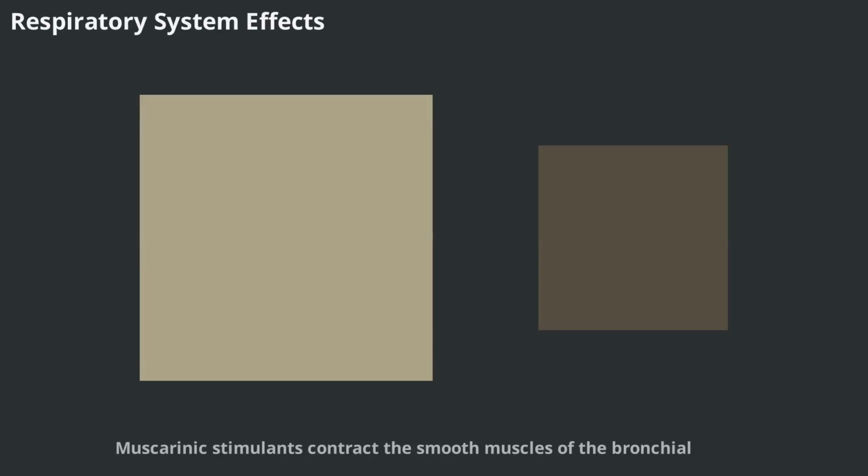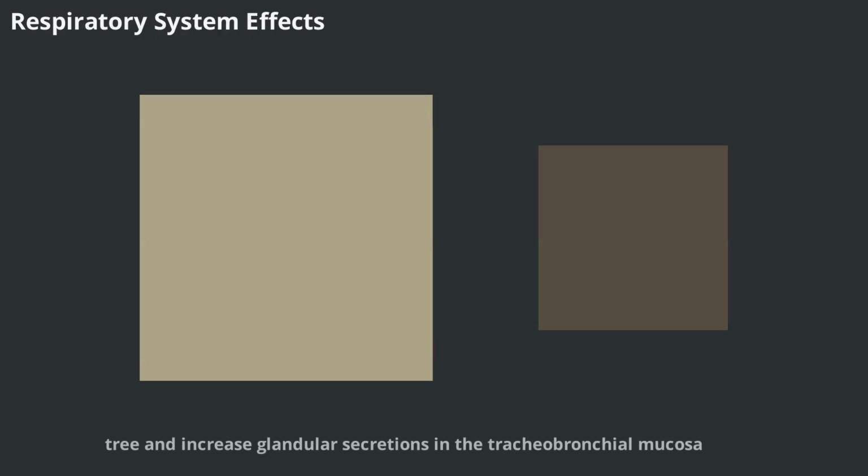Muscarinic stimulants contract the smooth muscles of the bronchial tree and increase glandular secretions in the tracheobronchial mucosa. These effects can sometimes cause symptoms in individuals with asthma, highlighting the importance of careful drug selection and monitoring in patients with respiratory conditions.